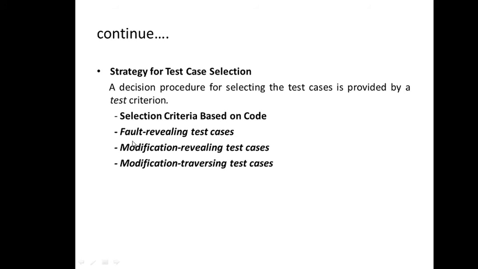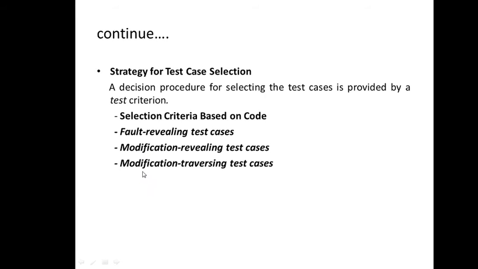Second strategy would be fault revealing test cases. Select only those test cases which have the capability of identifying the fault. Third one, modification revealing test cases. Select only those test cases which can reveal the changes or the modifications made.